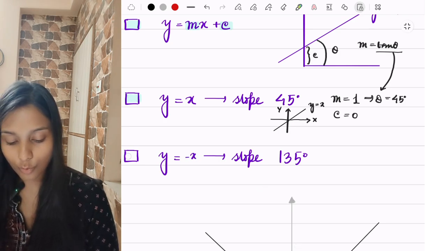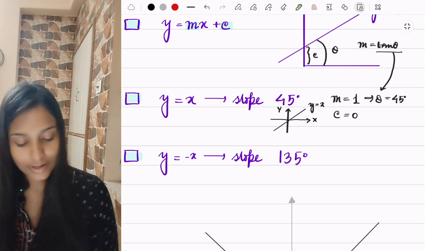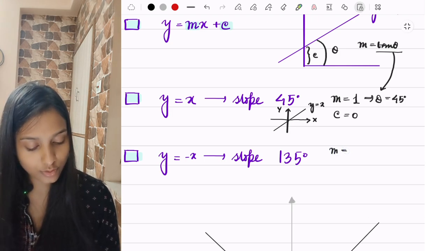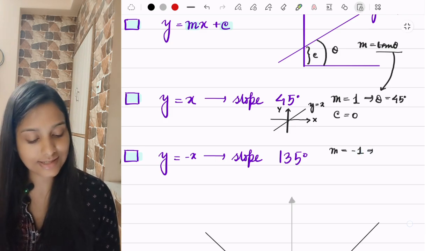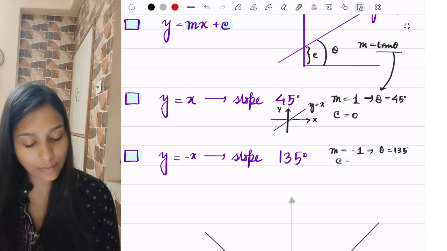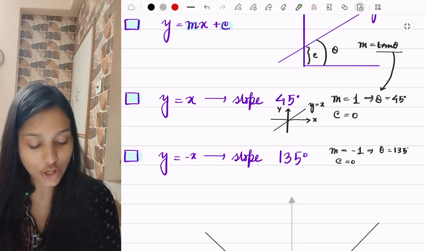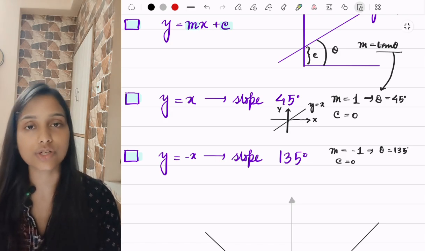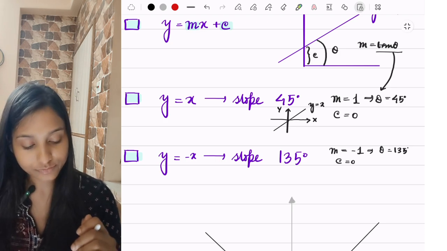So, for y equals to minus x, what do we have? We have m equals to minus 1. So, m equals to minus 1 means theta equals to 135 degree. Okay. And here again, if we compare it with that general form, which is y equals to mx plus c, we get that c equals to 0. So, again it should pass through the 0, 0 point.